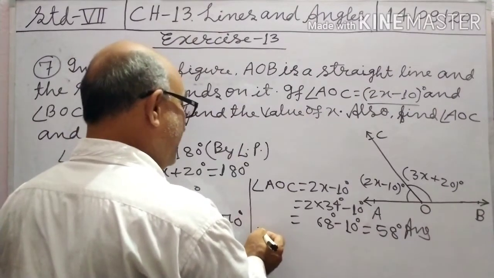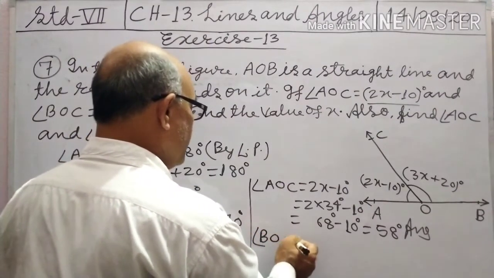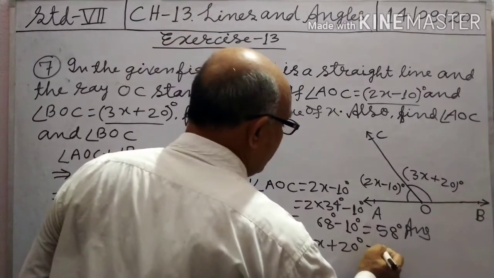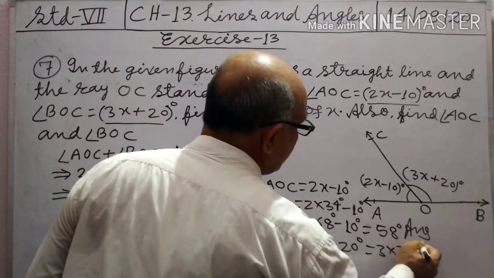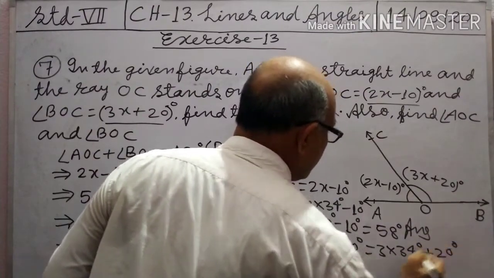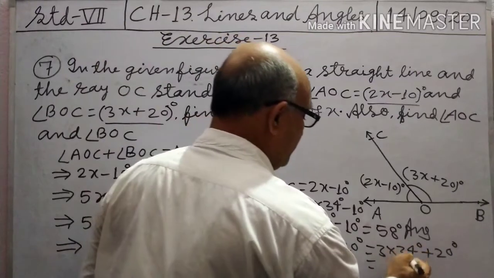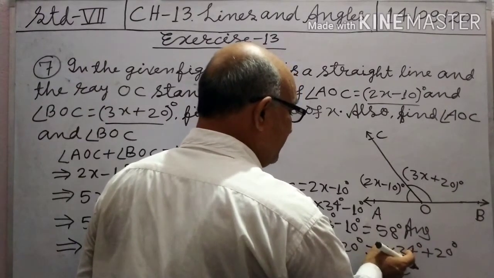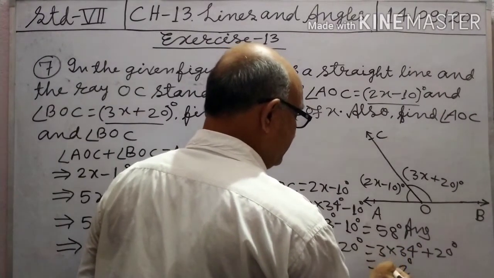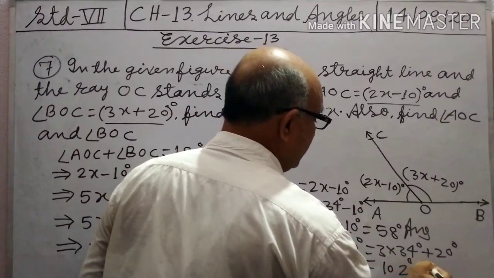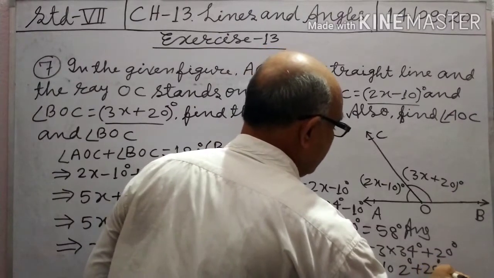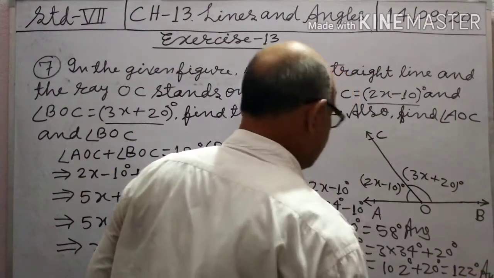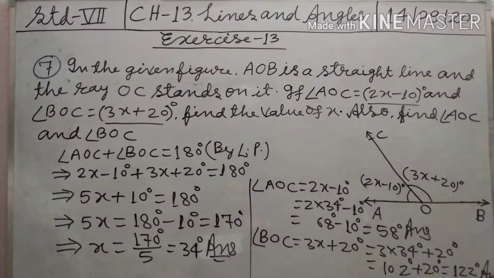Next, find the value of angle BOC. BOC equal to 3x plus 20 degree equal to 3 into 34 plus 20 degree. 4 3s are 12, 2 carry 1. 3 3s are 9 plus 1 is 10. 102 degree plus 20 degree equal to 122 degree. Answer. Students, understand and write it.